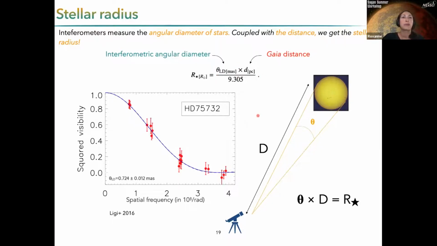And here is an example of the visibilities that were measured for this star, which is actually 55 Cancri, a famous star which hosts several exoplanets, among which one is transiting. So we can have the radius if we have a distance. Before we had Hipparcos, now we use Gaia.